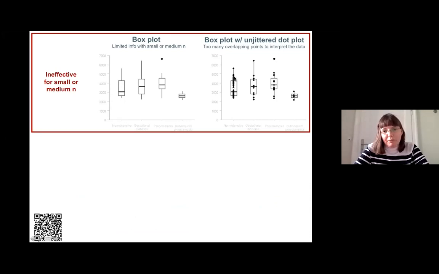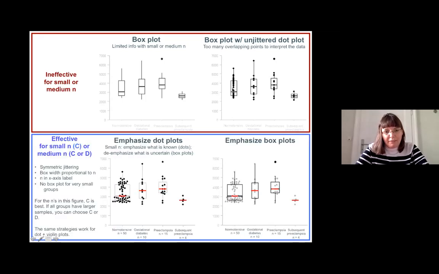The other thing that people will sometimes do is they'll put what's called a strip plot or an unjittered dot plot where we have lots of overlapping points and we can't tell what's going on. So how do we fix this? Well, 4 things. The first thing we can do is use symmetric jittering, just like we talked about with good practices for dot plots.